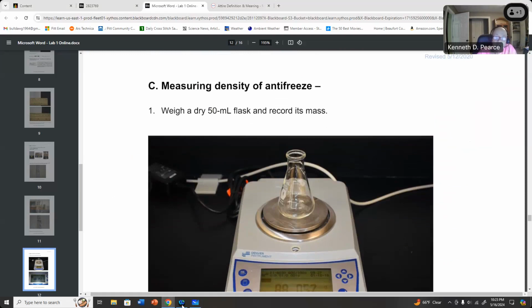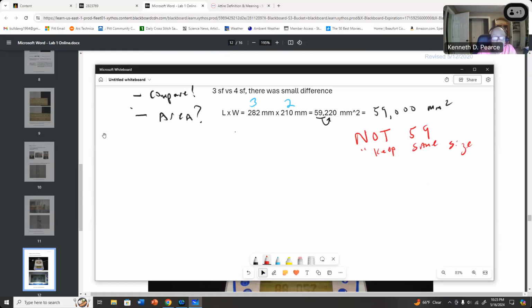We need the dry flask. Why do we need it? I'm just going to skip ahead to part 3 here. Let's do text. So this would be part C, because I have some important points I want to make here. First off, the container is never part of the measurement. You always subtract off the container. Always subtract the empty.